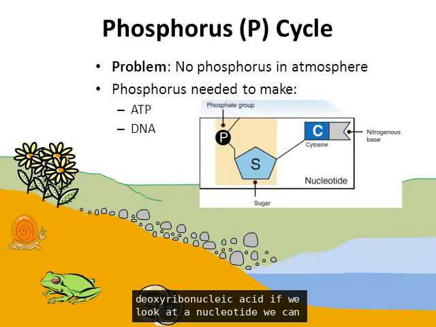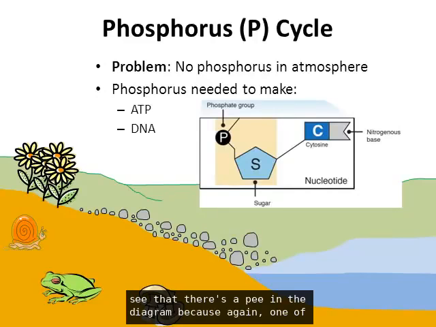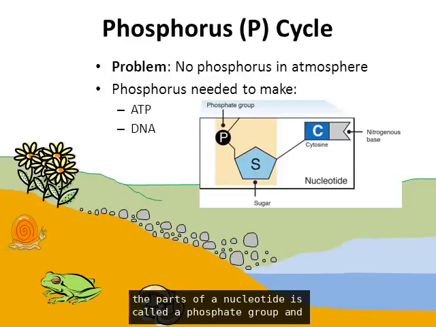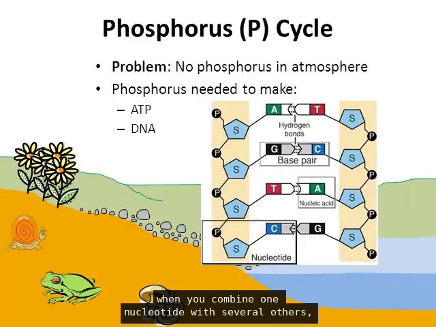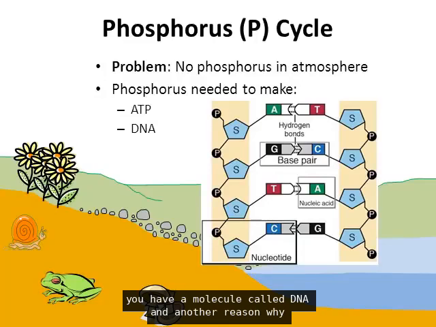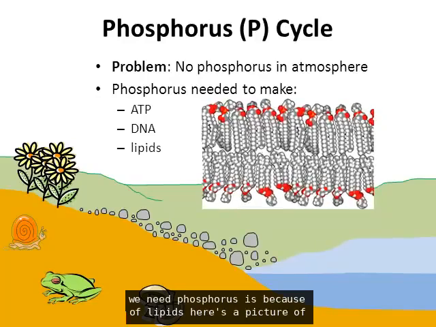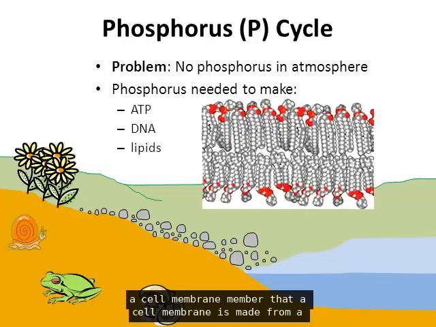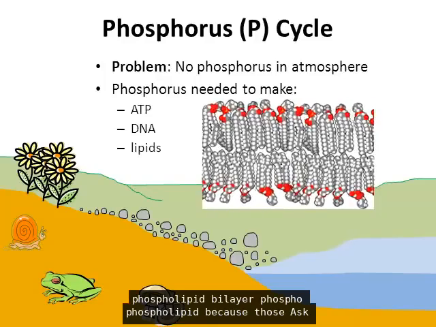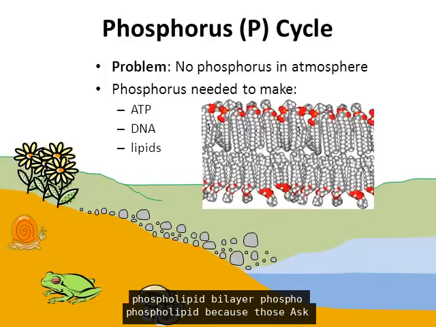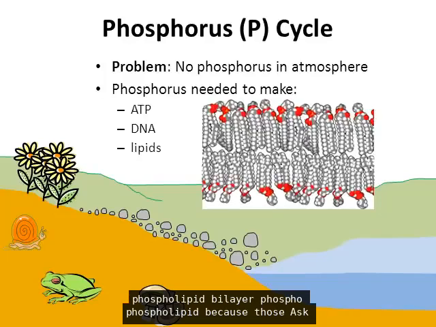If we look at a nucleotide, we can see that there's a P in the diagram because, again, one of the parts of a nucleotide is called a phosphate group. And when you combine one nucleotide with several others, you have a molecule called DNA. Another reason why we need phosphorus is because of lipids. Here's a picture of a cell membrane. Remember that a cell membrane is made from a phospholipid bilayer, phospholipid, because there's phosphorus in it.